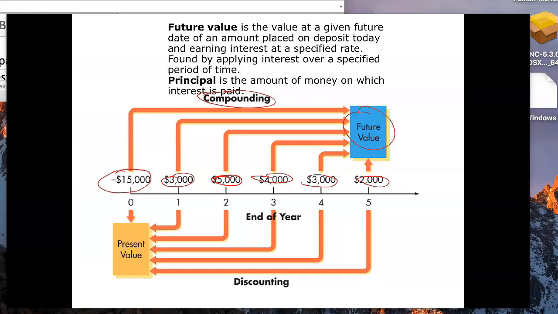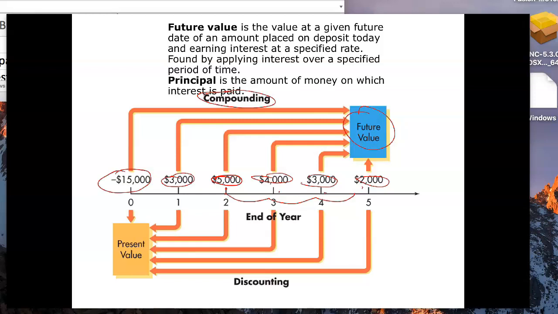So this $3,000 cash flow, we would compound that 1, 2, 3, 4 periods into the future. This 2-year cash flow, we would compound that 3 years to 3, 4, and 5 so that we could compare all of our cash flows at the same point in time.